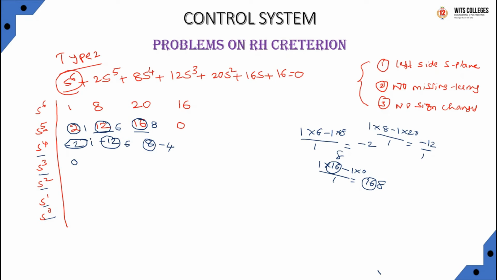Here, 1 into 8 minus 1 into 8, this is the same value. Here again 1 into 8 minus 1 into 8, and we will get the value 0.